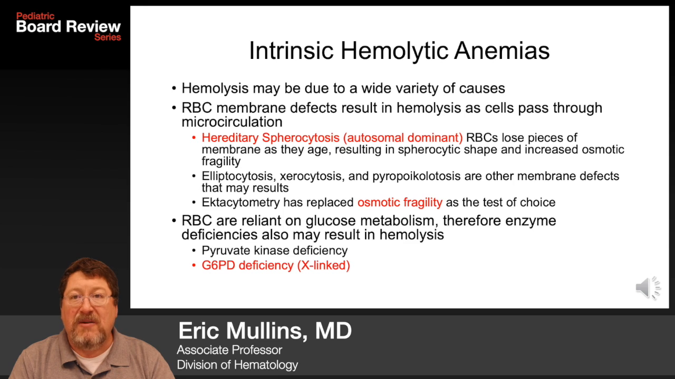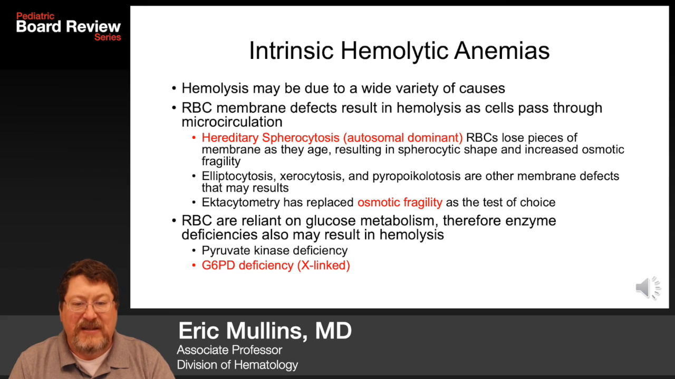Specifically in spherocytosis, which is the most common, I'll remind you that it is autosomal dominant, inherited. Therefore, the children will have a 1 in 2 chance, or a 50% chance rather, of inheriting spherocytosis. The red cells lose pieces of their membrane as they age, causing that iconic spheroid shape, and leading to increased osmotic fragility.